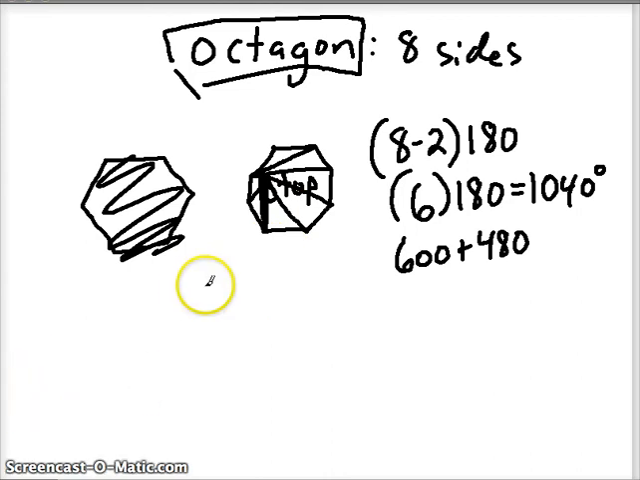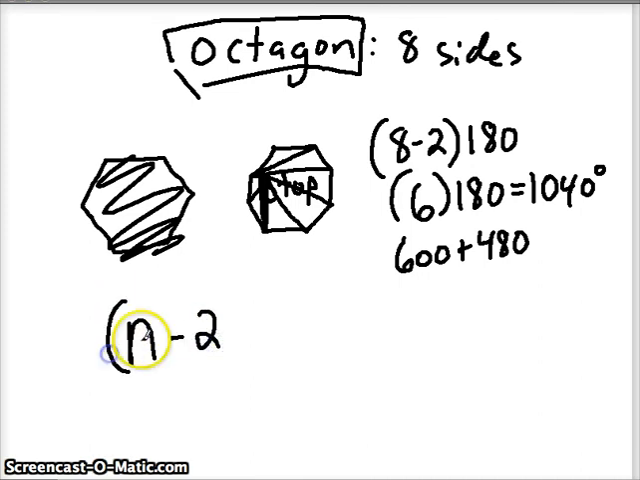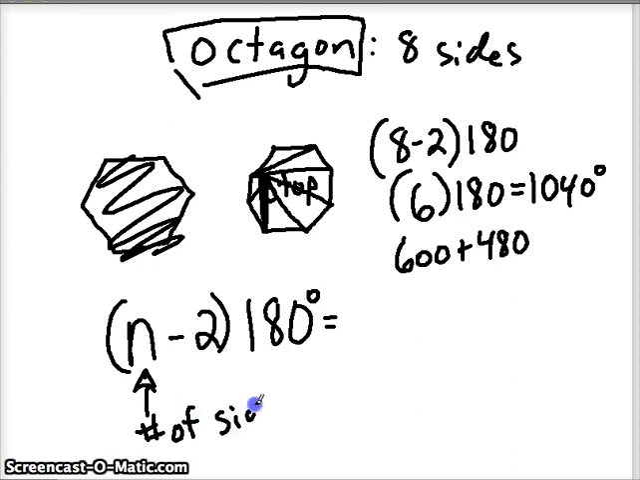So again, most important thing is this formula right here. Number of sides minus 2 times 180. That will give you the sum of the interior angles every time, no matter how many number of sides. Alright, so go ahead, try it out.